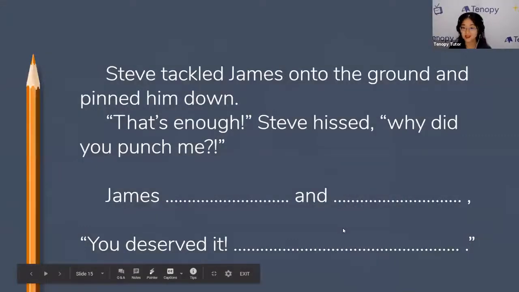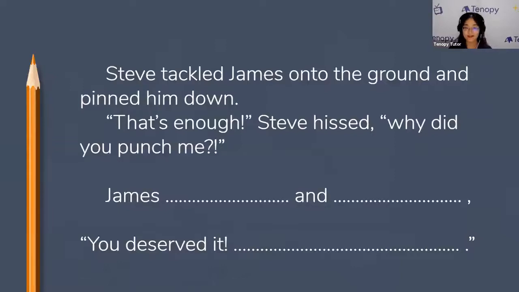This is the story we have. Steve tackled James onto the ground and pinned him down. "That's enough," Steve hissed. "Why did you punch me?" James, blank and blank, "You deserve it," blank. So it's part of his speech. Your assignment is to fill in the blanks.